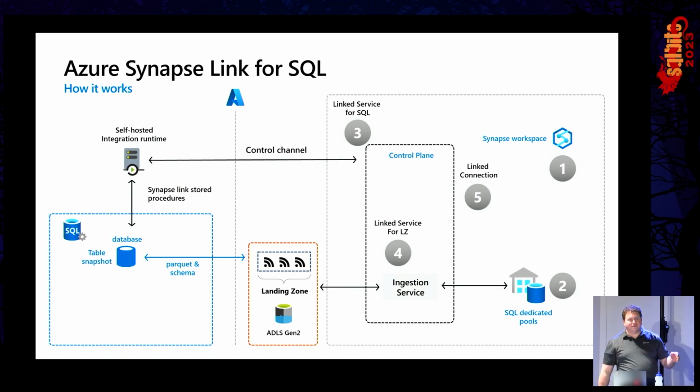The first time we do the seed, we take a full snapshot of that table, right into the landing zone. The ingestion service picks it up and puts it into the dedicated pool. Subsequent to this, after that snapshot is taken, we're just exporting the changes. As a transaction commits, we're sending it to the landing zone. It gets picked up and moved into the dedicated pool.